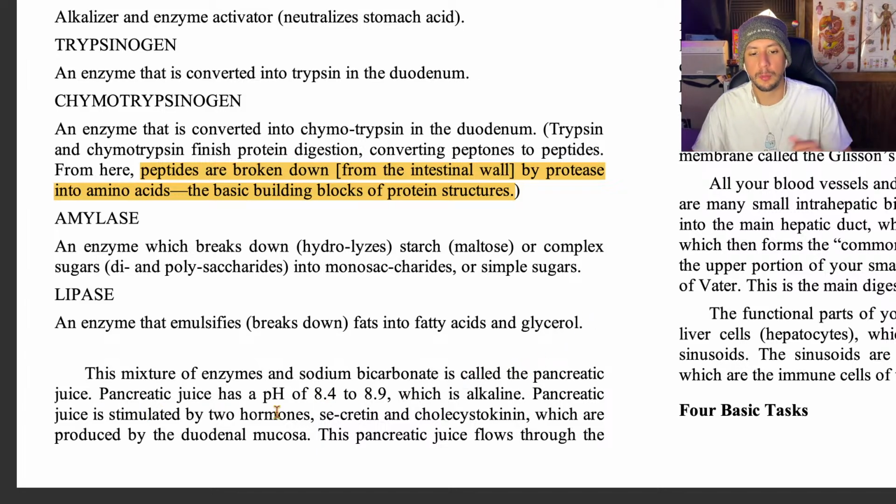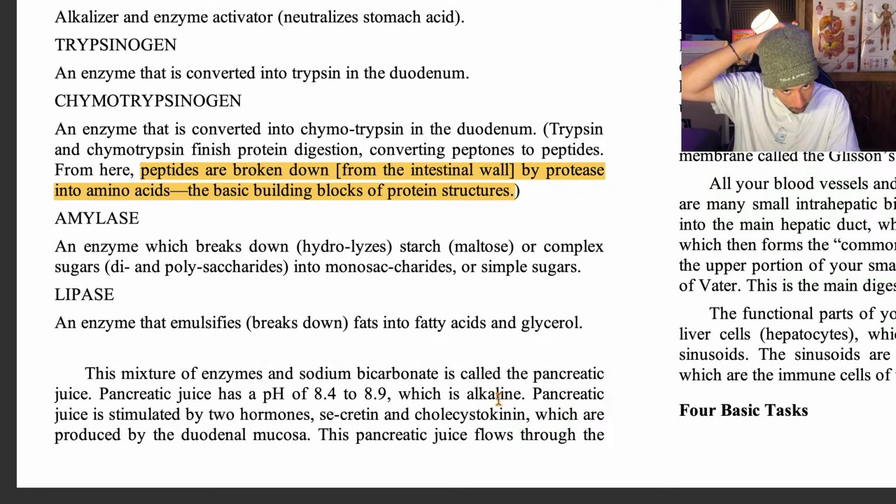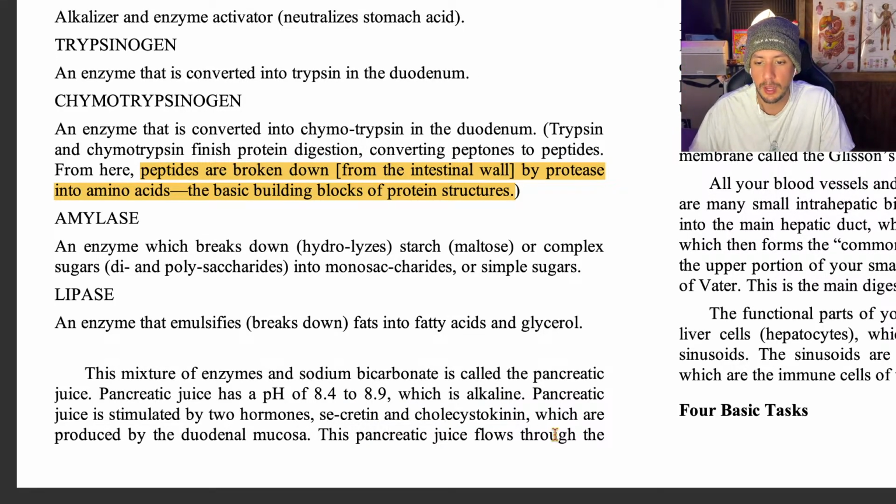Pancreatic juice has a pH of 8.4 to 8.9, which is alkaline. Way more alkaline than your tap water. Pancreatic juice is stimulated by two hormones, secretin and cholecystokinin, which are produced by the duodenal mucosa.